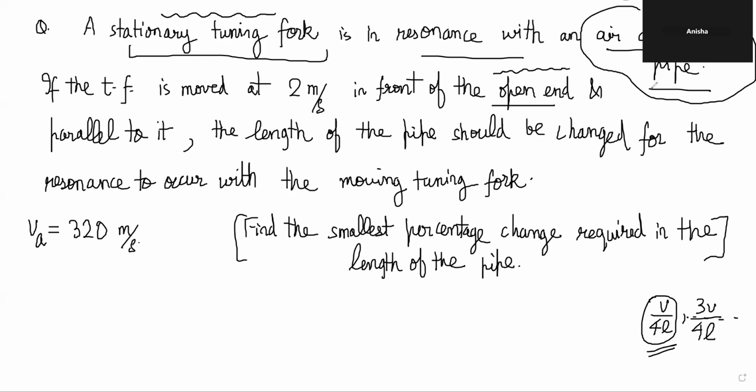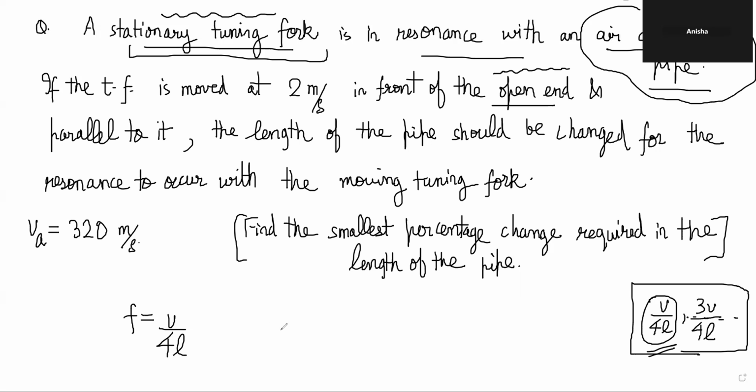Because it is open at one end and closed at the other end. If it was open at both ends, then we would have had V by 2L, 2V by 2L, 3V by 2L and so on. Again, this is theory stuff. If you don't know this, you need to revise theory. So right now we know that the stationary tuning fork should have frequency of V by 4L.